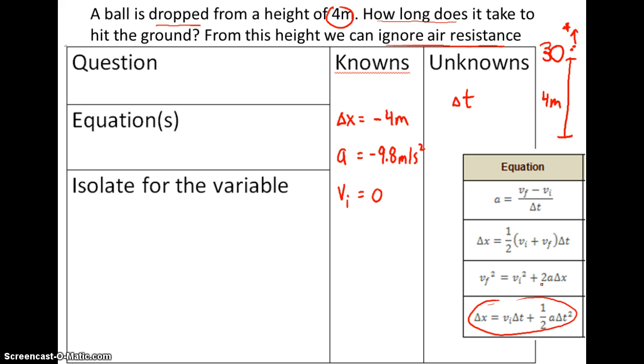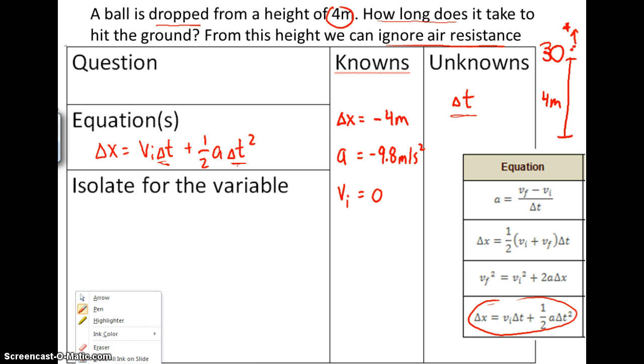So our equation, delta x is equal to vi delta t plus 1/2 a delta t squared. So now all we have to do is isolate for time. Now this is a little tricky. We've got time over here and time over here. So it's really helpful if we notice that our initial velocity is 0. So that means this entire quantity is going to be 0. Let me write that in.